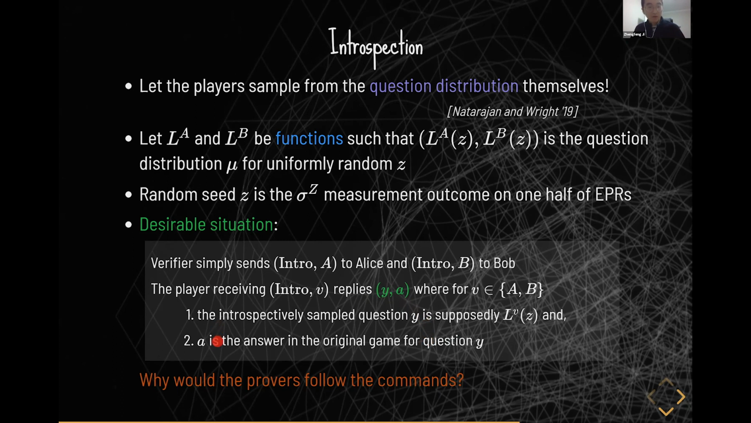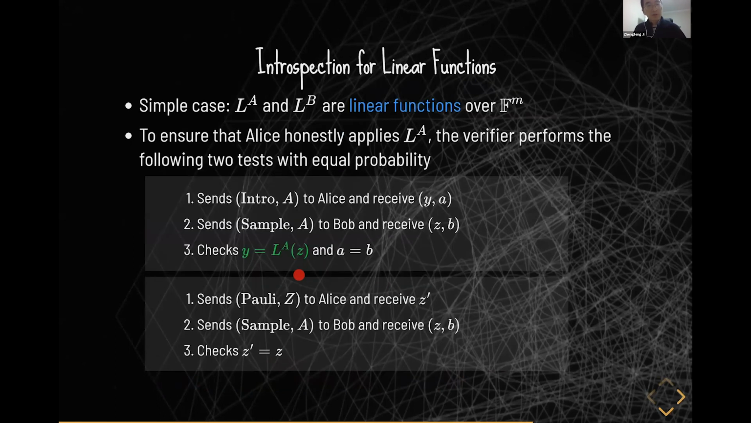But now, of course, the question is how would the provers follow this prescription? Let's see how we can do this for a very simple class of functions, linear functions. So LA and LB are now linear functions. And to ensure that Alice honestly applies LA, the verifier can perform the following two tests. In the first test, it does a cross-check between intro and sample. And in the second, we cross-check sample and Pauli measurement.